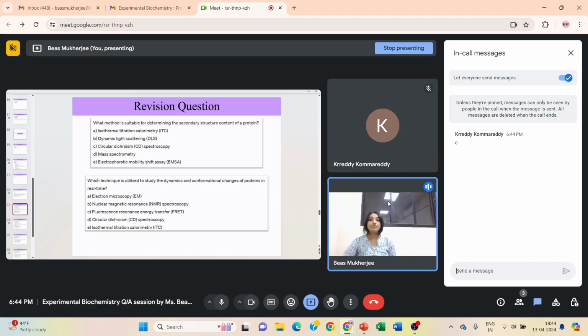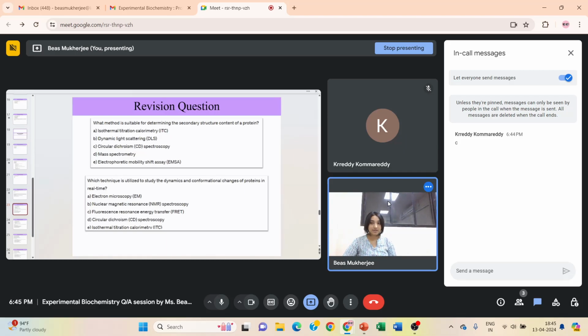Okay, so now we have another question. Which technique is used to study the dynamics and conformational changes of a protein in real time? So the first option is your electron microscopy. Second option is nuclear magnetic resonance spectroscopy. Third option is fluorescence resonance energy transfer. Fourth is your circular dichroism spectroscopy, and the fifth option is isothermal titration calorimetry.